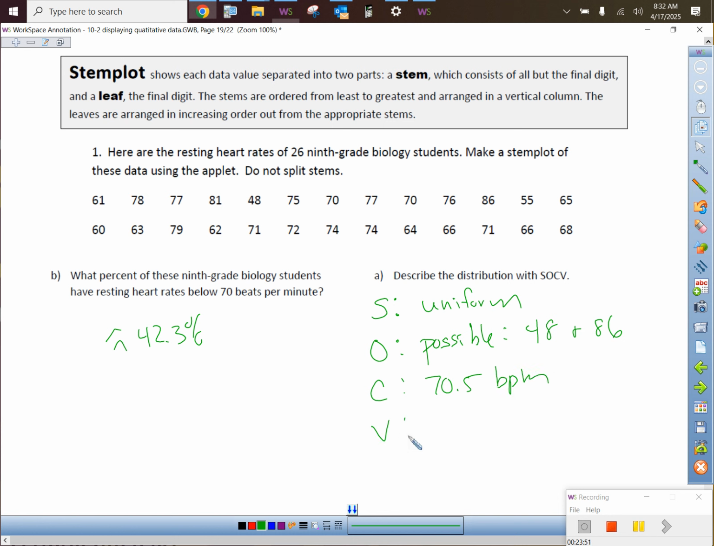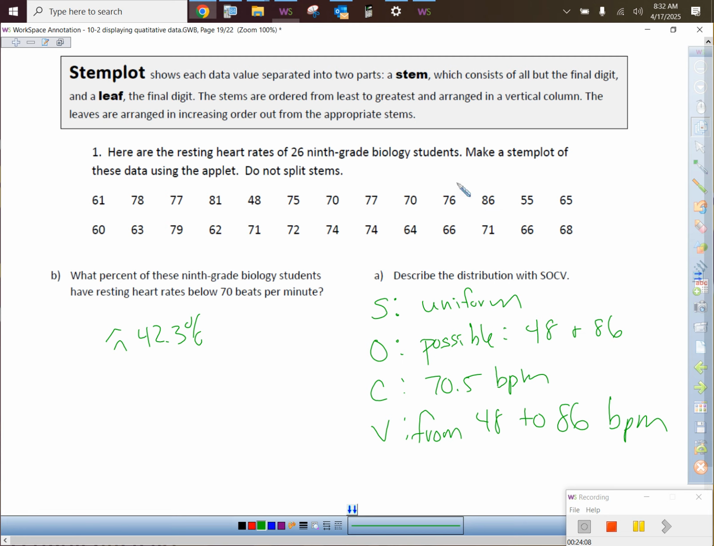And then do the variability. That should be the easiest one. Low to high. What's the variability? From low to high. From 48 to what? 86 beats per minute.